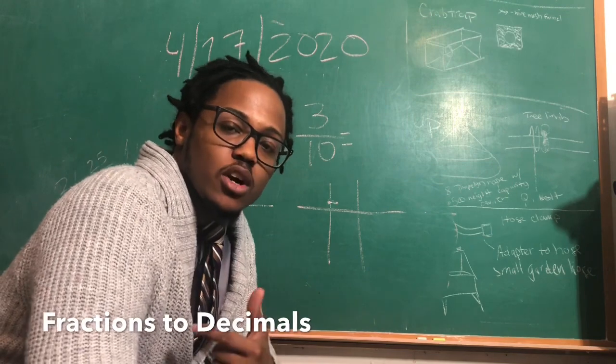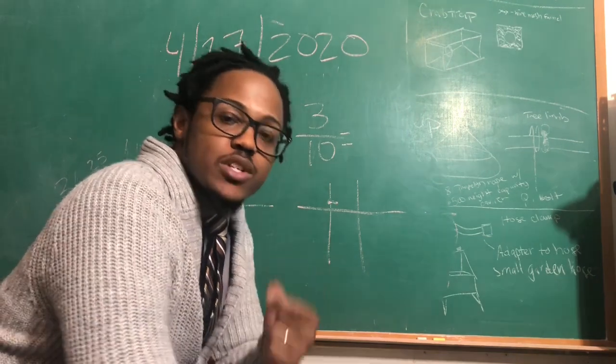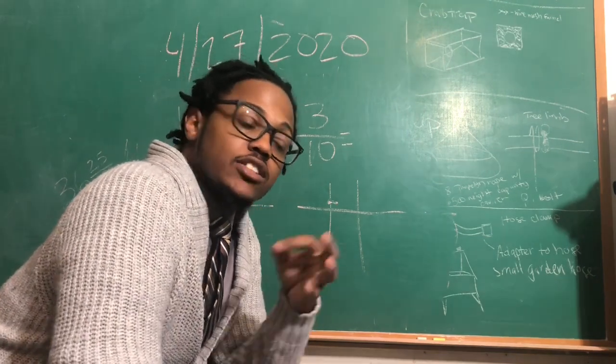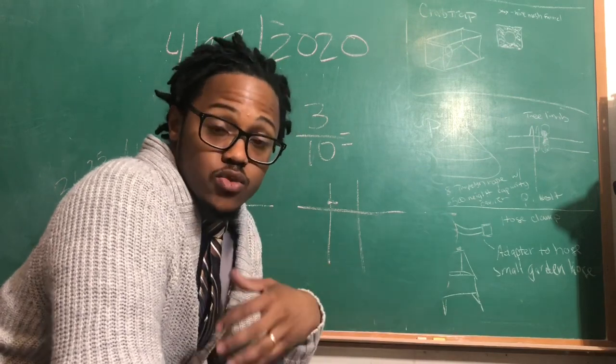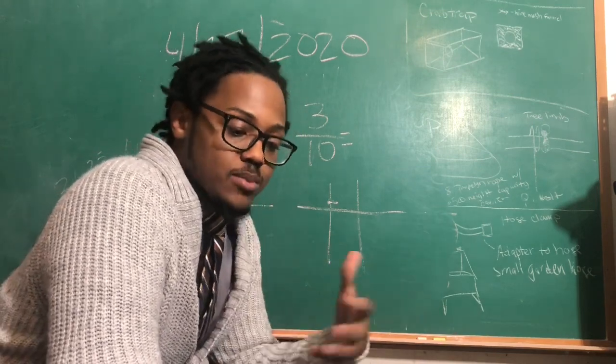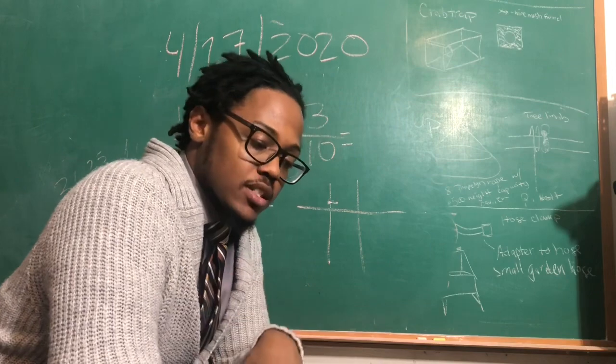Today we're going to be talking about 4.2G, which is changing fractions to decimals or decimals to fractions. This video is going to be about fractions to decimals. The next one will be about decimals to fractions.